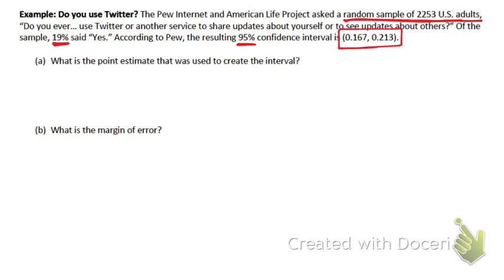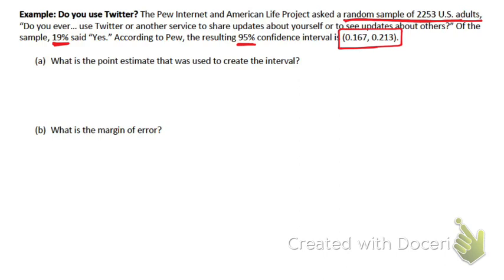What the heck does that mean? Here's what this means. They took one sample of 2,253 U.S. adults. They got a p-hat of 19%. Do you think 19% is exactly the amount that use Twitter? No, why not? Sampling variability. Who said that? Good job. Nice job. All right. Sampling variability. That's probably a little off, so we give ourselves a little bit of a window. What's that wiggle room called? Margin of error. And this is the interval that I think the true value might actually be in.